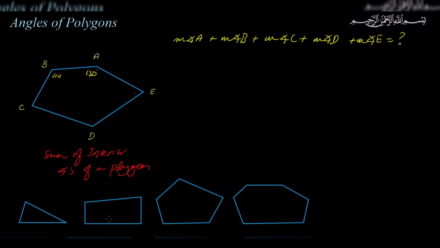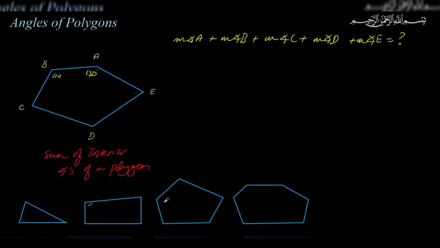This is a quadrilateral, and this is a 5-sided polygon, which is a pentagon, and this is a 6-sided polygon, and that's a hexagon. Okay, so what I want is the sum of all the interior angles. So in this case, I want the sum of this, this, and this. And in the case of the quadrilateral, I want the sum of all of these 4 interior angles.